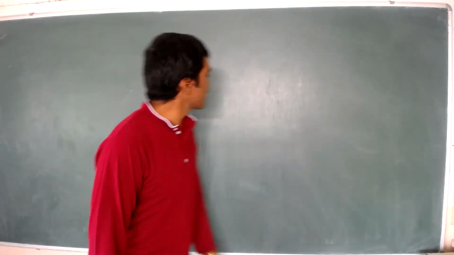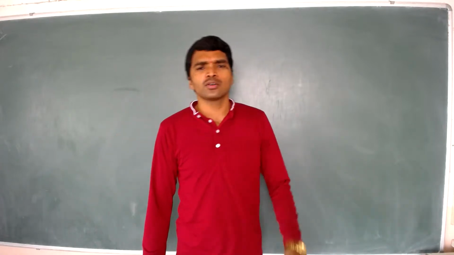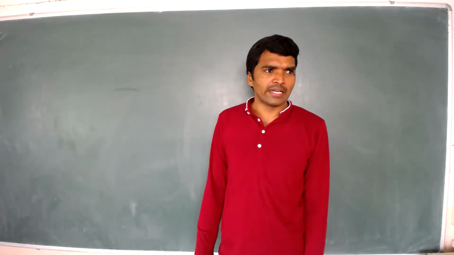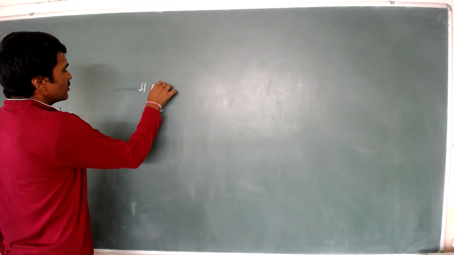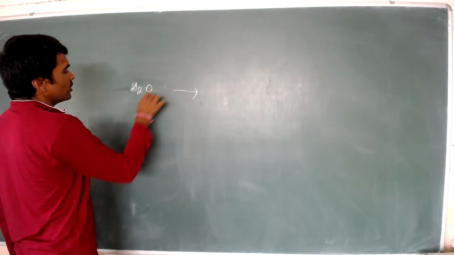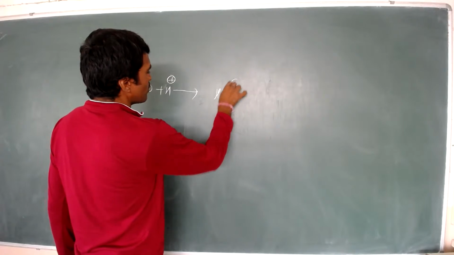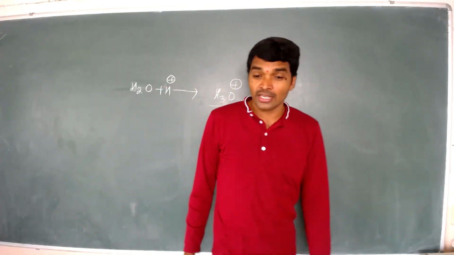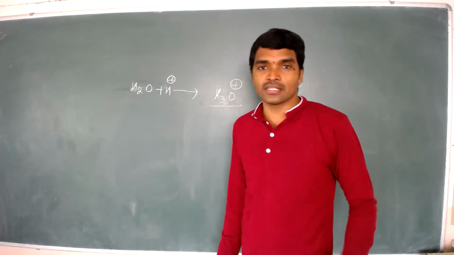Next, here are some more examples we are going to discuss about the coordination covalent bond. I am taking one more example. See, the water molecule, H2O plus H plus, forms H3O plus. In this molecule also, a coordination covalent bond is present.